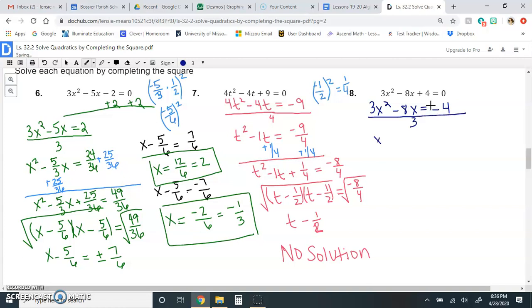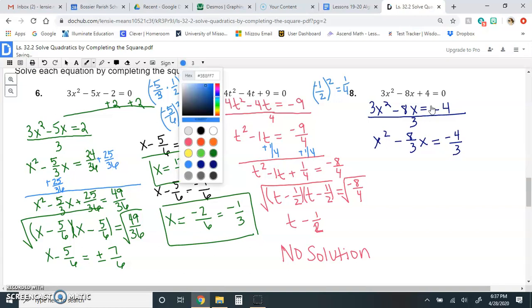So that gives me an x squared minus, I'm going to leave this as fractions again, negative 4/3. Ready to calculate my b over 2. So there's my b. Dividing by 2 is the same as multiplying by 1/2 squared. So I have negative 8 over 6 squared. I have to add that to both sides. So I'm adding 64/36 to both sides.